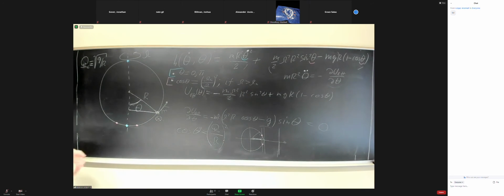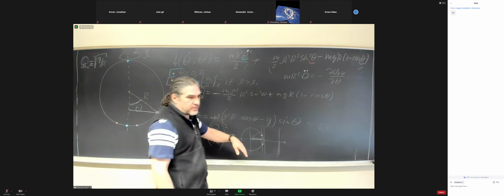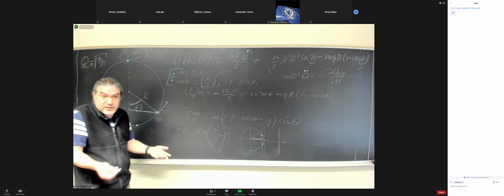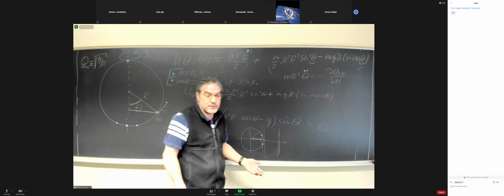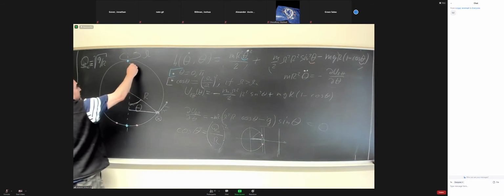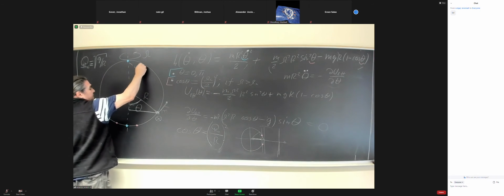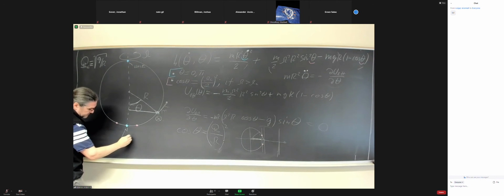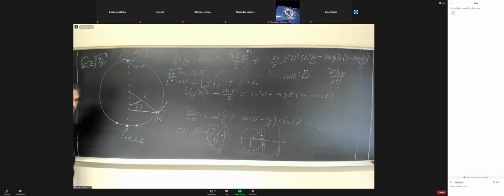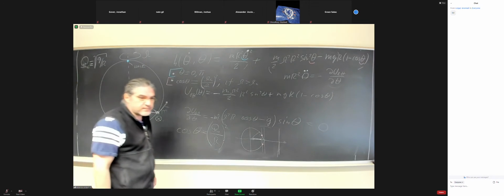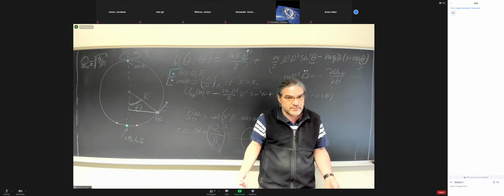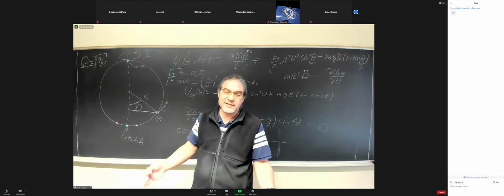So let's first consider omega less than omega critical, small velocity. Small omegas. Well, let's consider just the smallest one of them. Let's say that it's 0. Then we know exactly what happens, right? This is unstable. And this one is stable. That makes sense? Do you understand this? Yes. Yeah, all right, good.